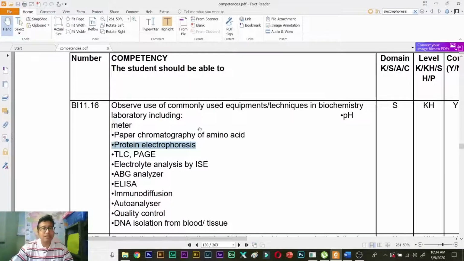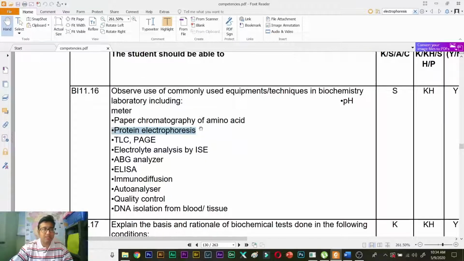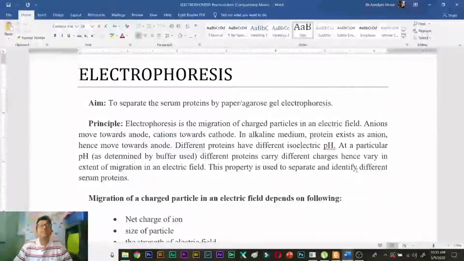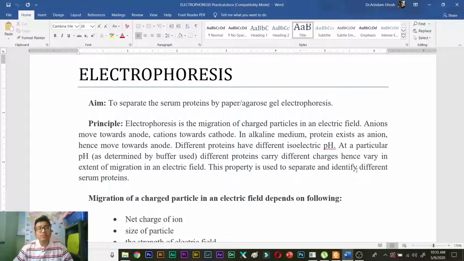The competency includes practical demonstrations of all the various processes that you need to know. That includes pH meter, paper chromatography, TLC, polyacrylamide gel electrophoresis, ABG, ELISA, autoanalyzer, quality control, DNA isolation, and so forth. I'll be covering each and every one of them in subsequent videos, but today I'll be taking on protein electrophoresis.